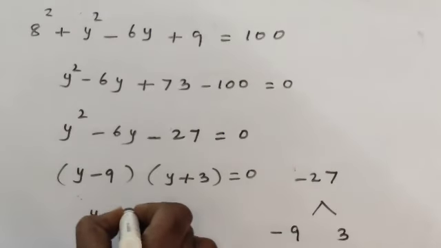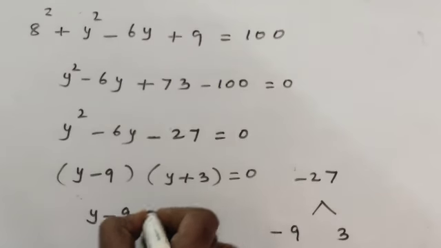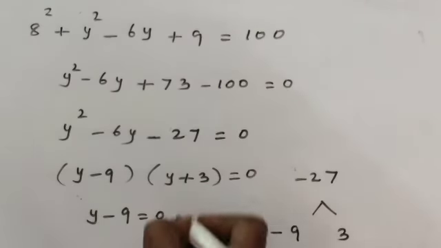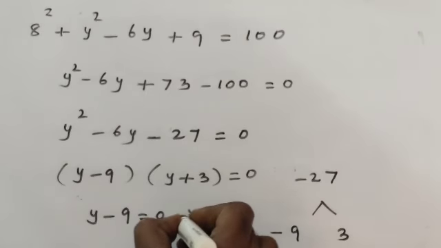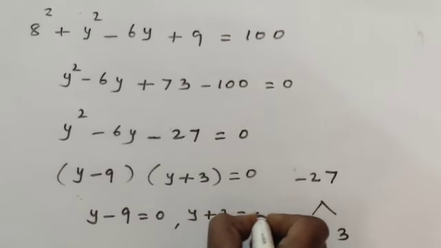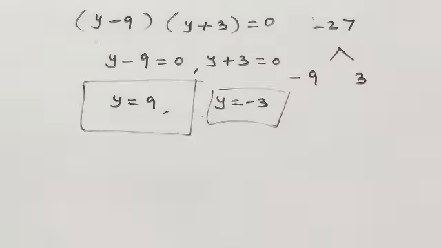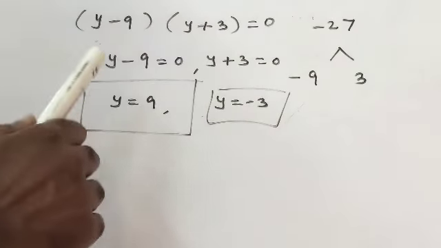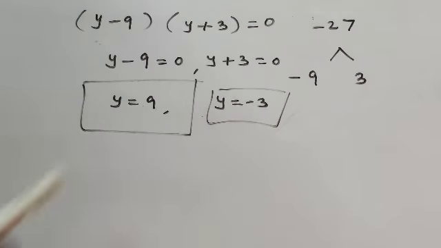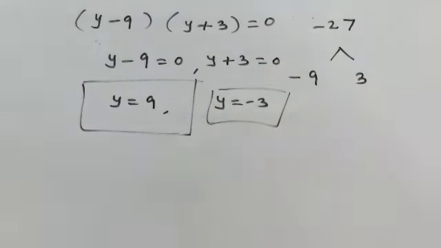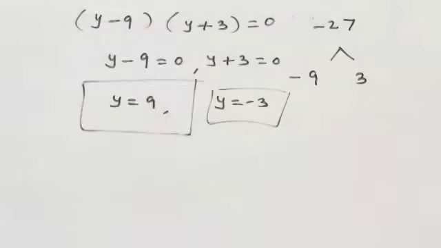Y minus 9 equal to 0, that is y equal to plus 9. Y plus 3 equal to 0, y equal to minus 3. So the value of y is 9 or minus 3.